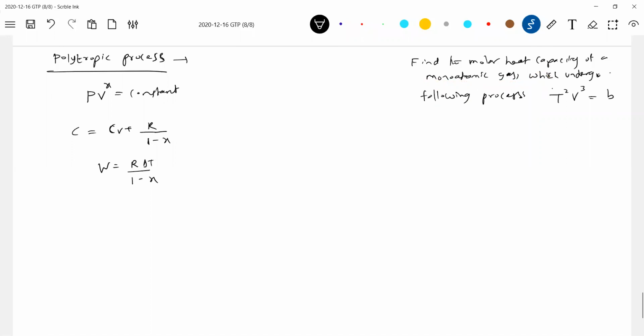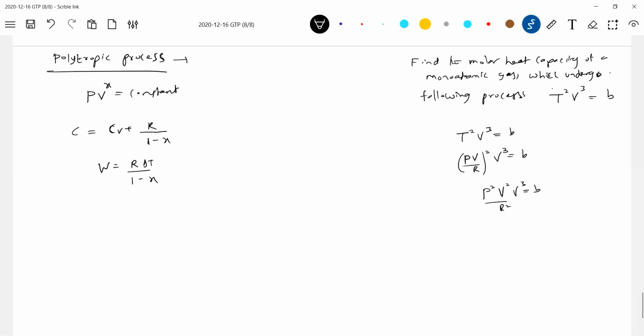Okay, no. So he has given an equation like this. But sir, you said use the formula, but here we have temperature and volume, but you gave pressure and volume. Can I convert this in terms of this? I'll use the ideal gas equation. So temperature, what can we write it as? PV by R. Okay, this will be P square V square by R square, V cube equal to B.